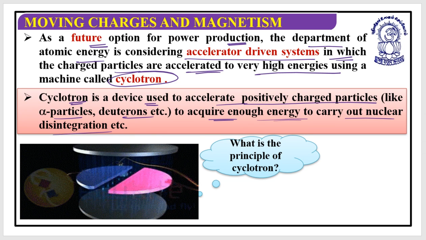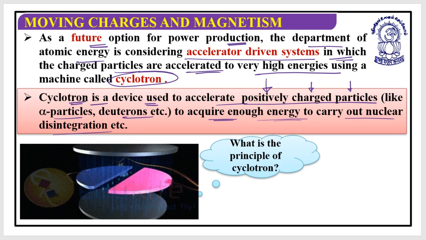One more thing I want to focus on: it says a cyclotron is a device used to accelerate positively charged particles. So does it mean that negatively charged particles do not work? Does it mean that? No, it is not like this. But for reference, or for smoother functioning, we are using positively charged particles.